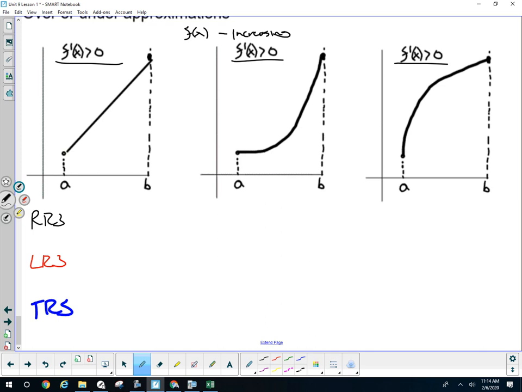Okay, right Riemann sum. Over or under for the first one? Over. I know it's over for a fact. Now, how do I know? Maybe split this into 2 intervals. What is going to be the function value you use? The one all the way to the right, right? Well, that area is definitely over the actual area underneath it. So the right Riemann sum is over.